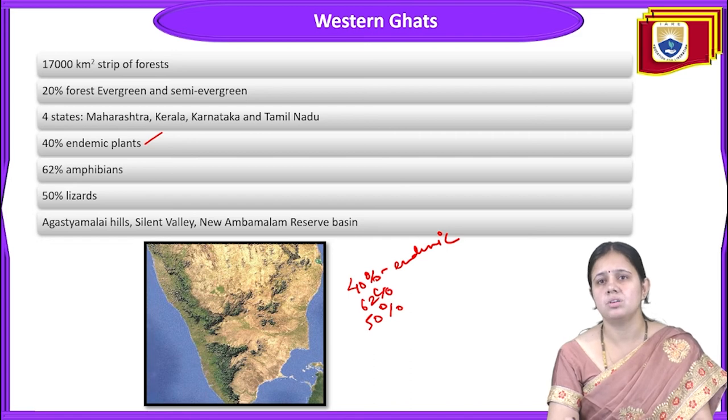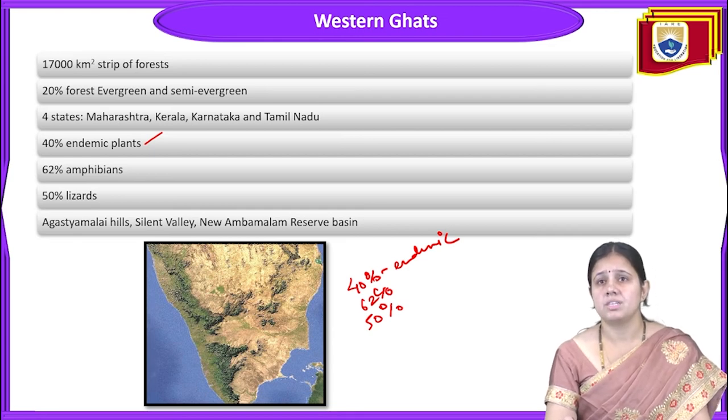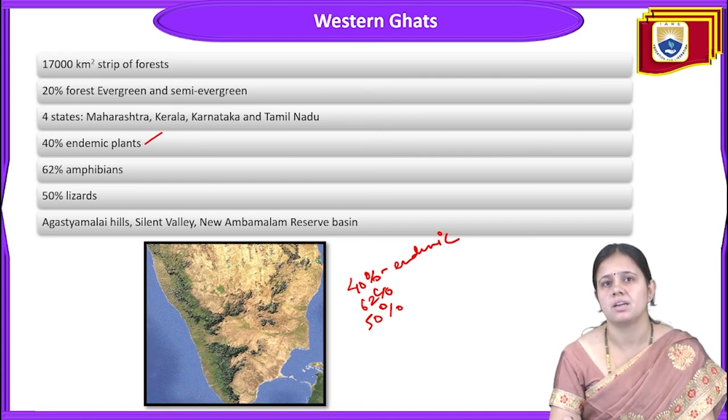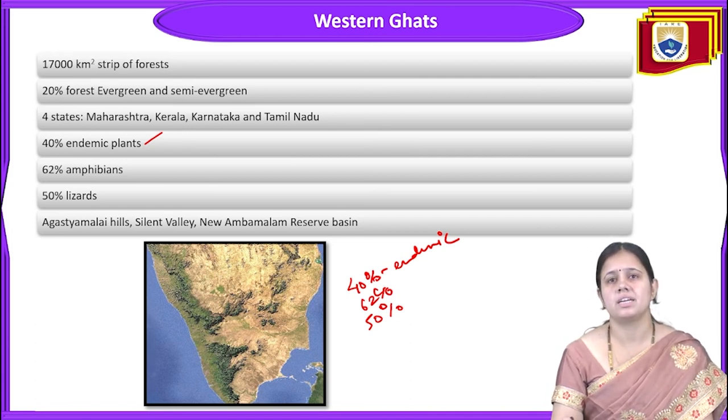The Red Data Book has listed many species of India among critically endangered and endangered species, and mostly the species in this Red Data Book are from the Western Ghat and the other hotspots of India. The Western Ghat is a 17,000 km square strip of forest, and 20% of the forest is evergreen and semi-evergreen. It covers 4 states, Maharashtra, Kerala, Karnataka and Tamil Nadu.